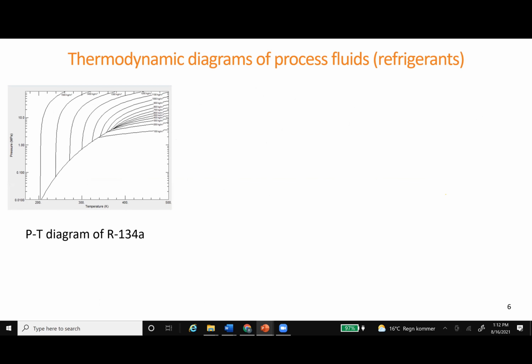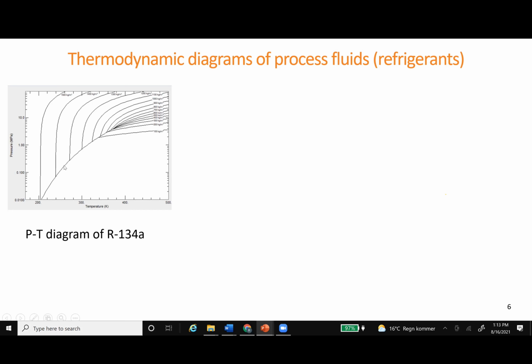So what you see is a PT diagram for R134A, which is a well-known refrigerant, and PT diagram at constant volumes. So if you can see my cursor, above this saturation line, everything here is liquid. Below this saturation line, everything is vapor. Because it's a pure compound, there's only one.